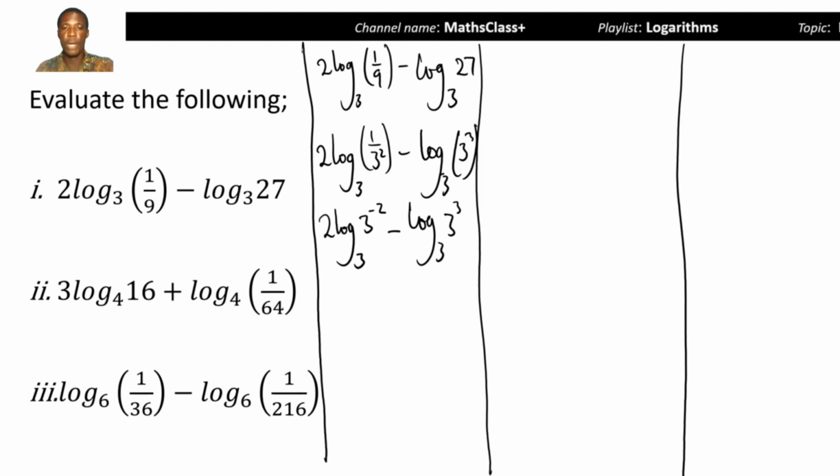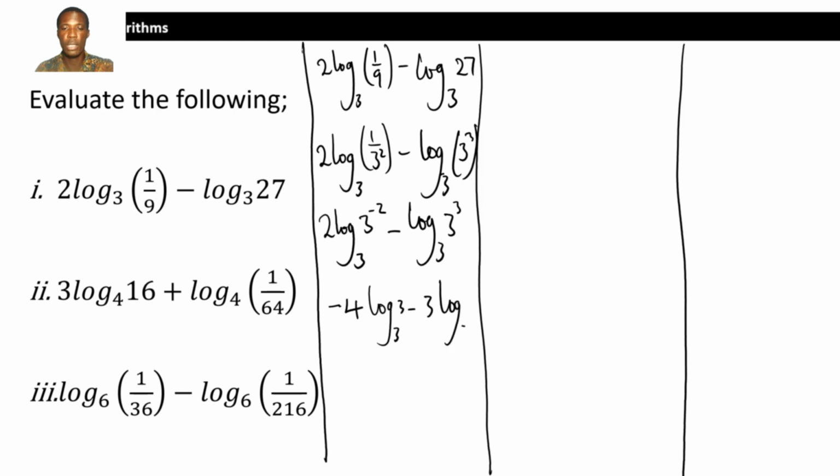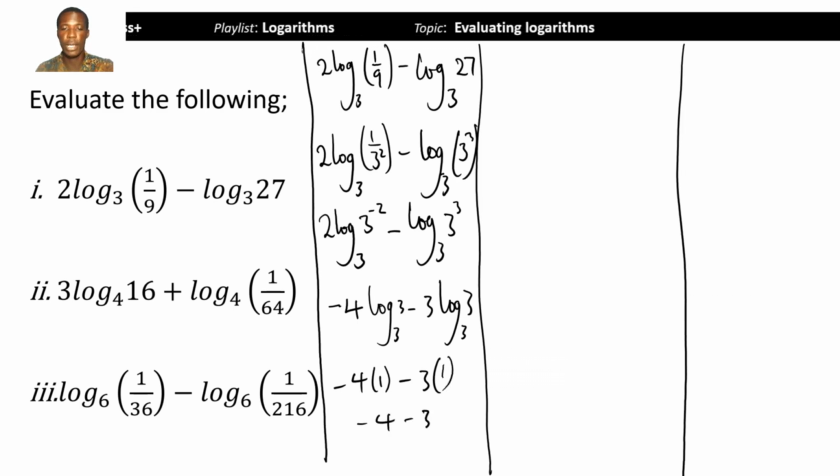And then now we are going to drop the exponent, negative 2 here, multiplying log to the base 3 of 3 minus 3 multiplying log to the base 3 of 3. So this gives us negative 4 times 1 minus 3 times 1. So we have negative 4 minus 3, which is negative 7.